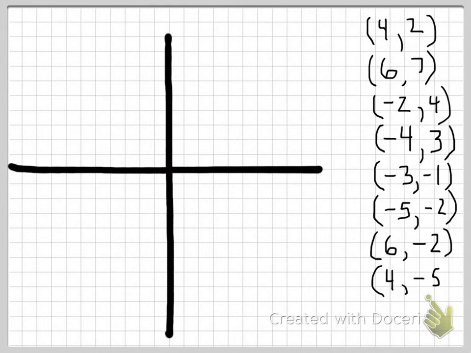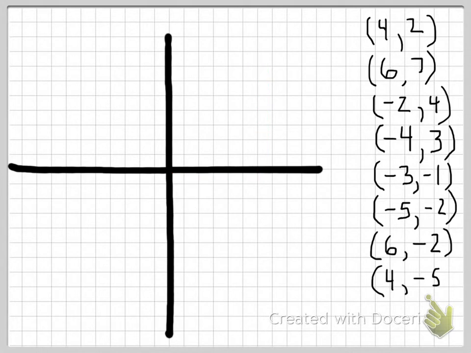Let's plot another one. Okay, so 6, 7. So again, x value first, I'm coming over 6, so that would be 1, 2, 3, 4, 5, 6, and then I have to go up 7. 1, 2, 3, 4, 5, 6, 7, and right there would be 6, 7.